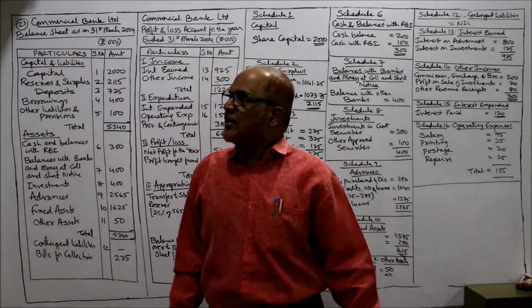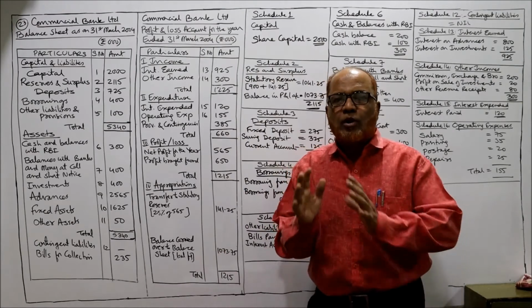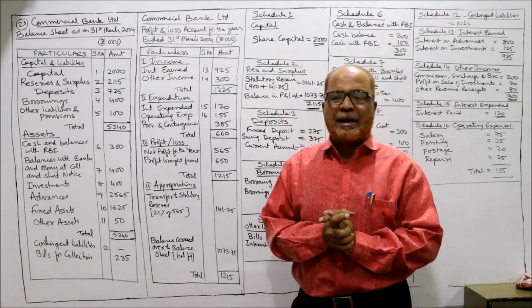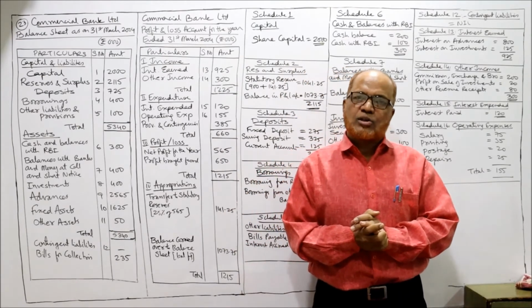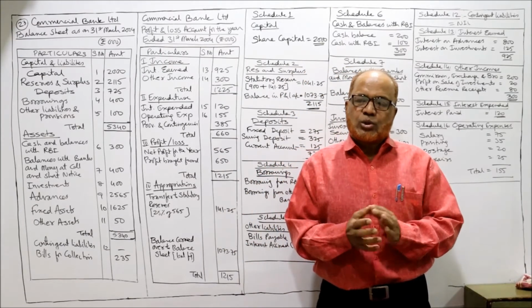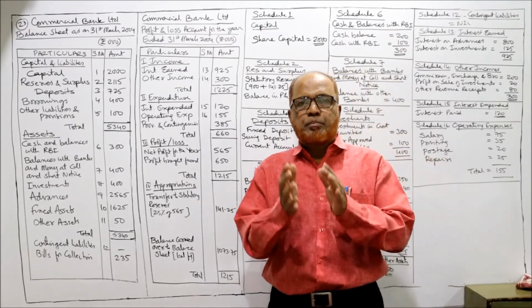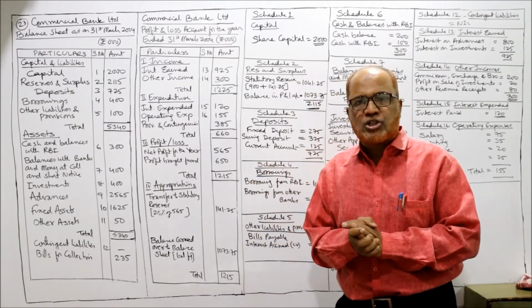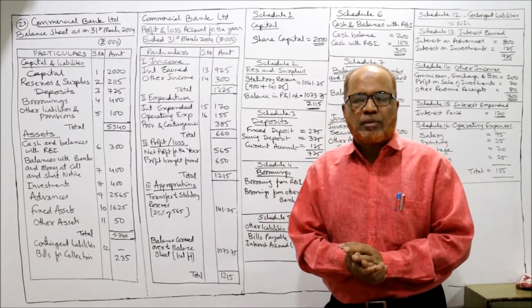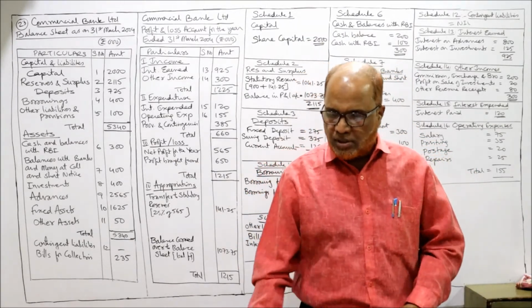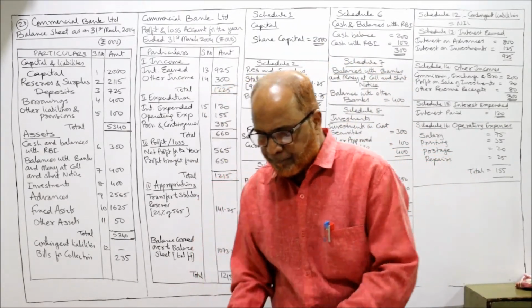Come on students, now we'll do the last and final problem on the final accounts of banking companies. The final accounts consist of profit and loss account and balance sheet. So far we were doing problems on preparing the profit and loss account and balance sheet separately. This is the last problem in which we will prepare both. Next we will do miscellaneous problems. Now see the 23rd problem.